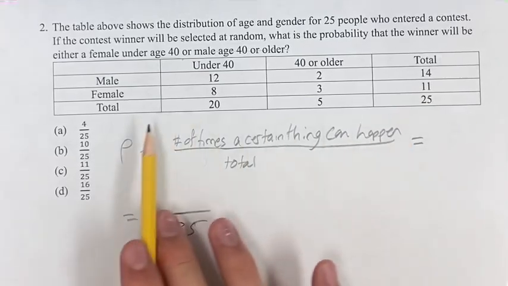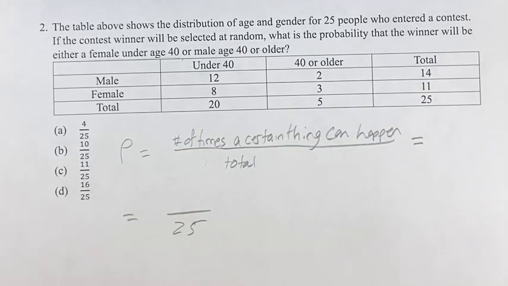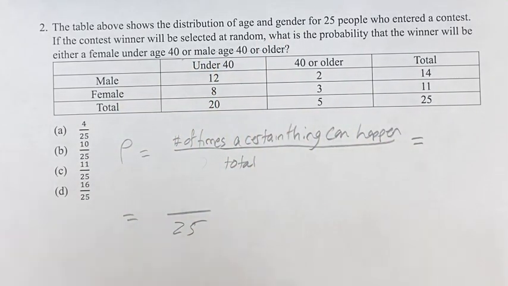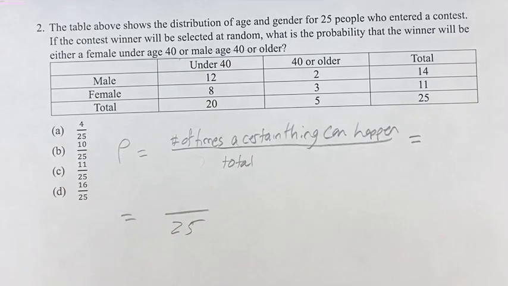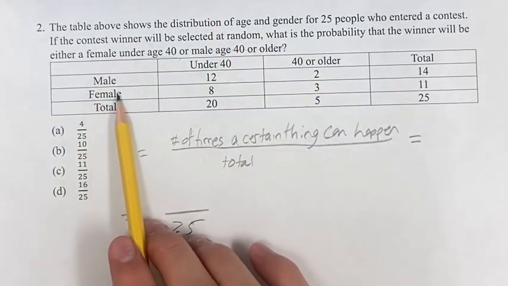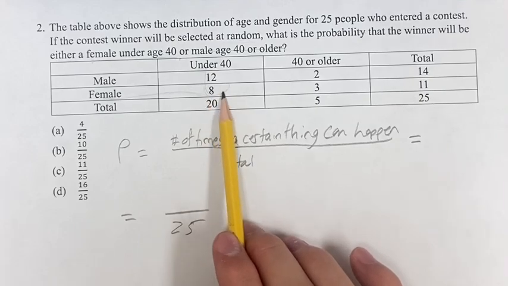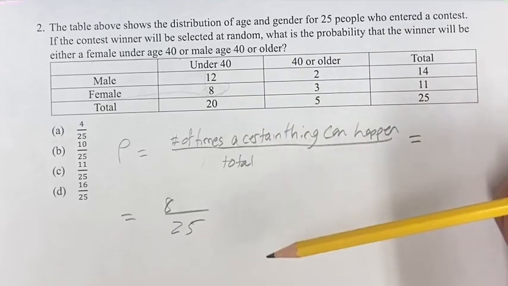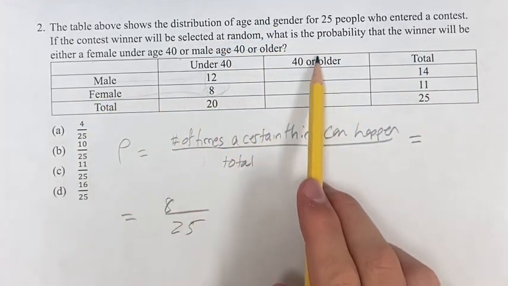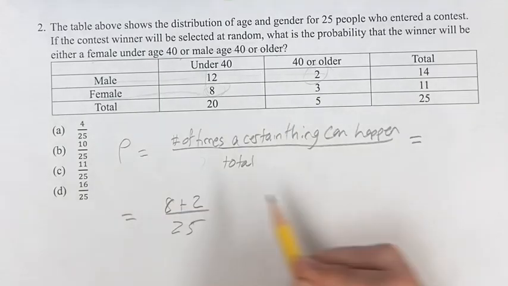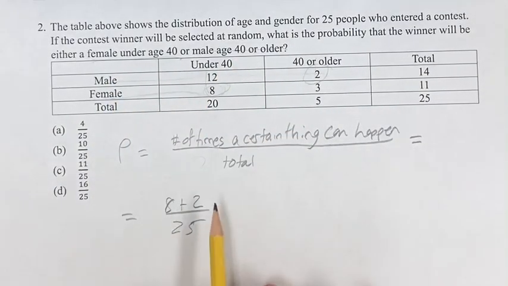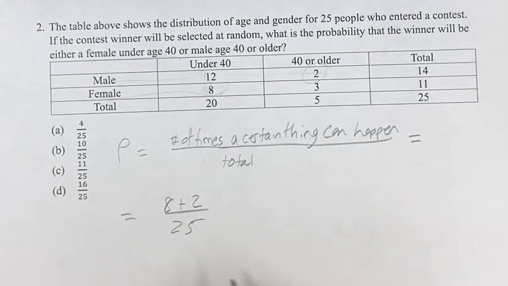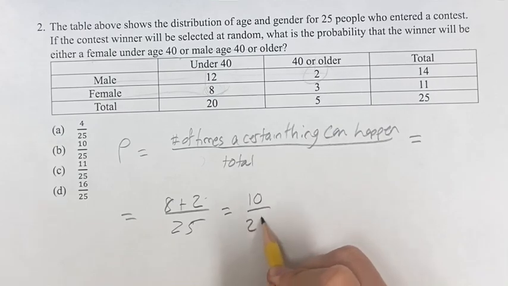Now, for the numerator with our specific things that we're looking for, female under 40 or male over 40, we have to find those in the table and add them. So female under 40 is going to come out to here and here, meets up with 8. So there's 8 females under 40 in the contest, and then males over 40 is here, and here is 2. So between these two groups, we have 10 people, and so the probability that they are chosen is 10 out of the total, which is 25. So 8 plus 2 is 10 over 25.